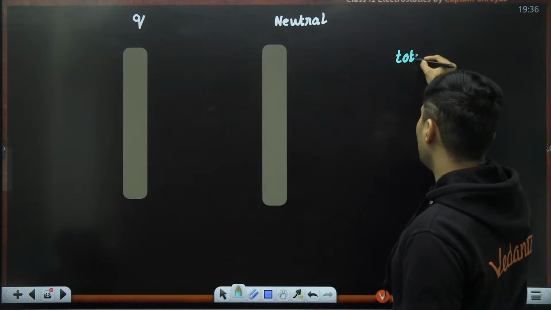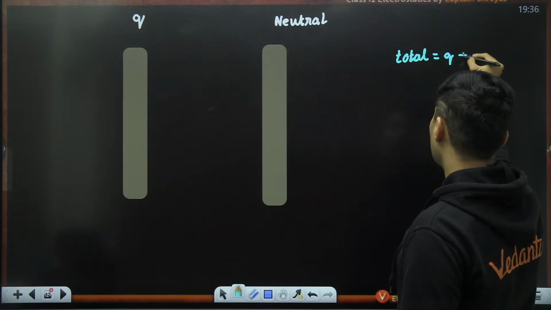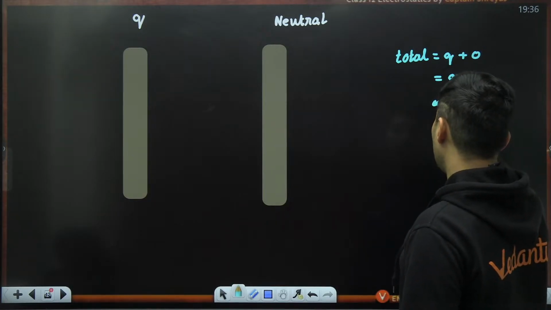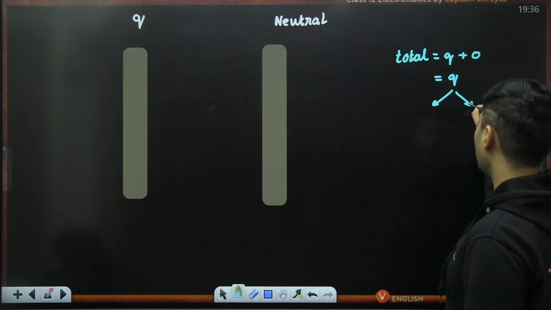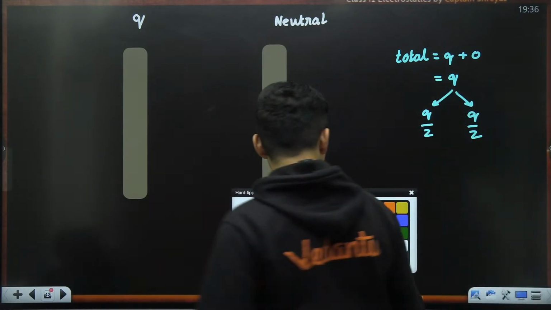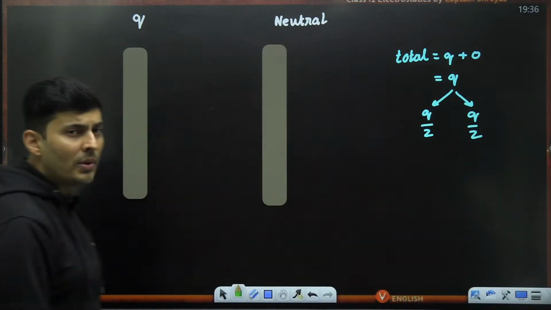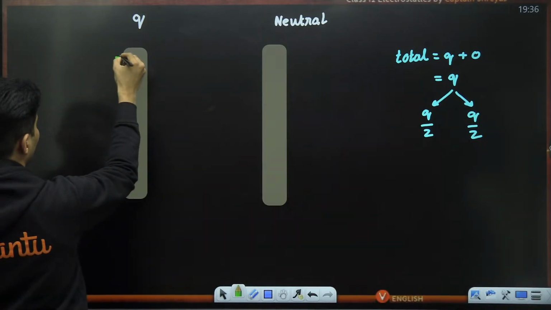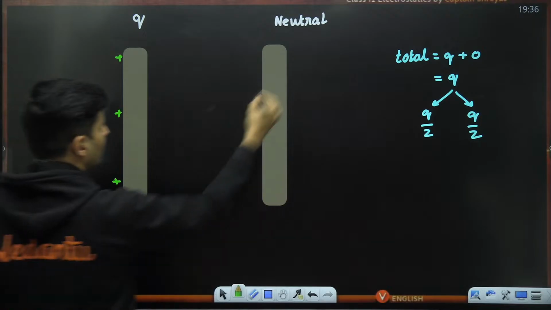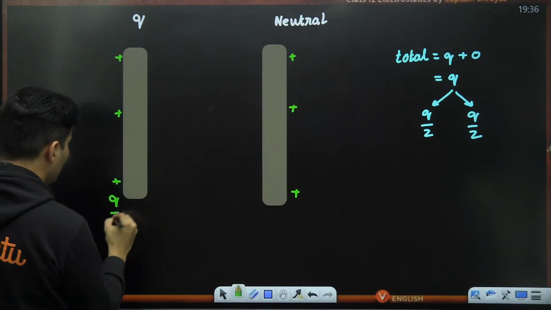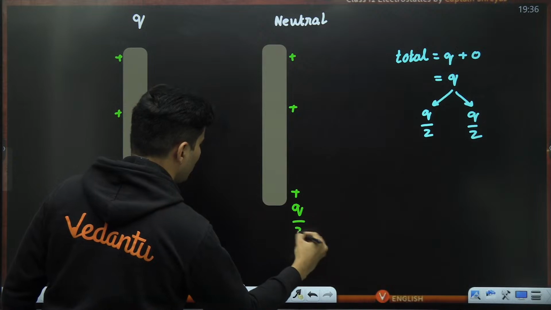Now, the total charge on both the plates is Q plus 0, which is basically Q. Take that total charge and divide it into two equal parts, so it will be Q by 2 and Q by 2. Once you get Q by 2 and Q by 2, put them on the outermost surfaces, so here and here. Here you will have Q by 2, here also you will have Q by 2.